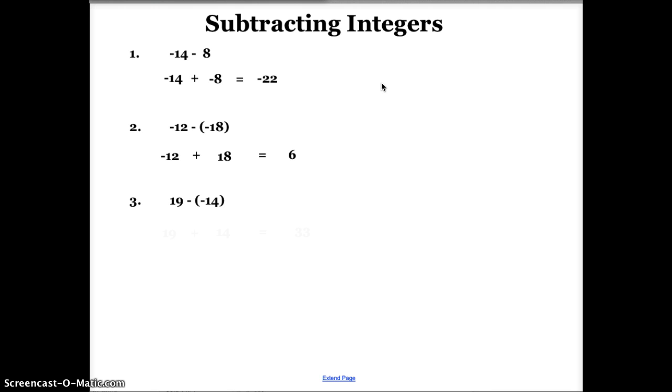Let's do the last one. 19 minus -14. Again, just like before, since subtracting a number means the same thing as adding the opposite, let's change the problem to addition by copy, change, or adding the opposite. So when I copy the first number, I get 19. When I change subtraction to addition, I just change the sign, or the operation, and then the -14 will change to +14. In this case, I get 19 plus 14.